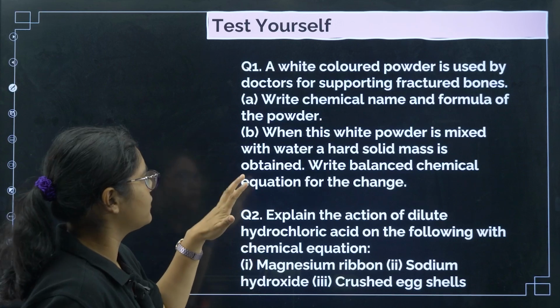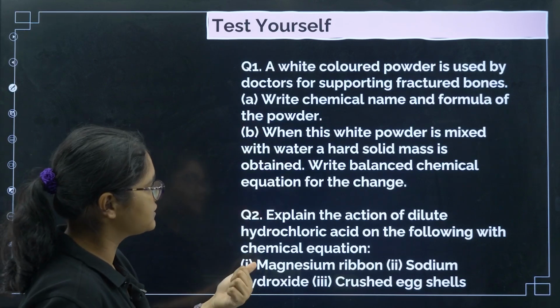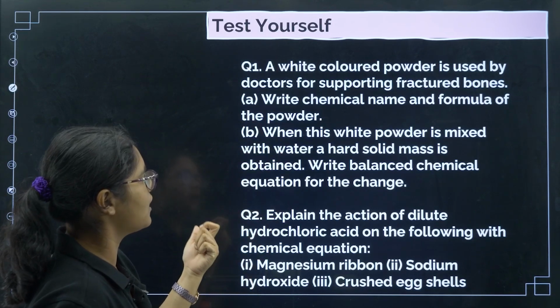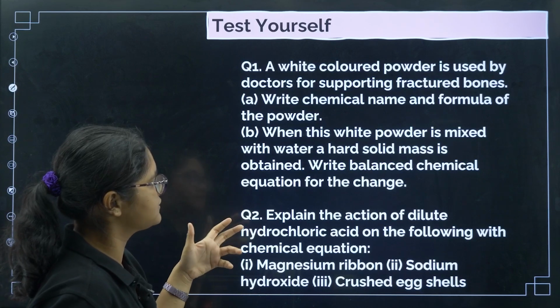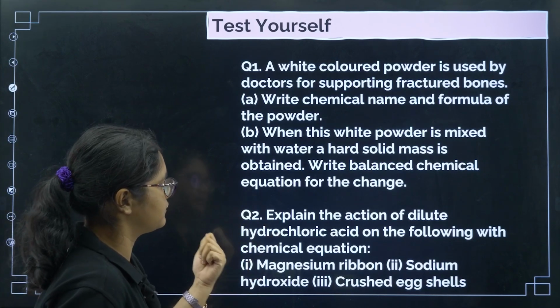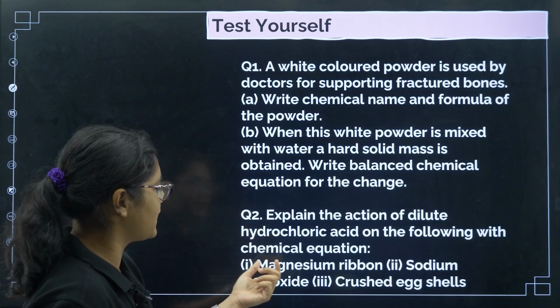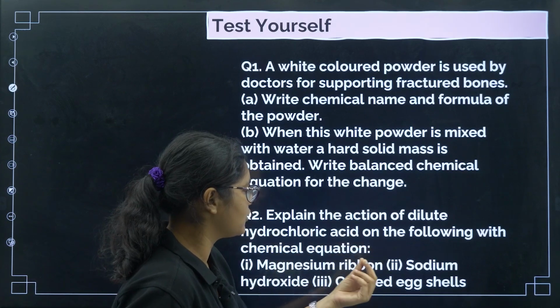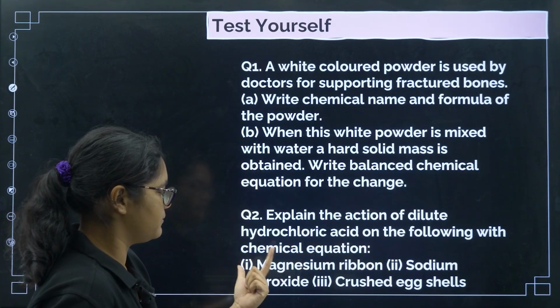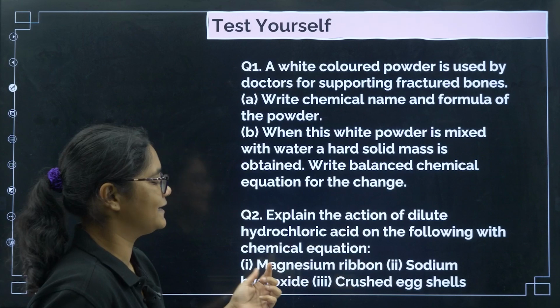Now a white colored powder is used by doctors for supporting fractured bones. Write the chemical name and formula. When this powder is mixed with water, a hard solid mass is obtained. Write the balanced chemical equation for the change. Next, explain the action of dilute HCl on the following with chemical equations: magnesium, sodium hydroxide, crushed egg shells.